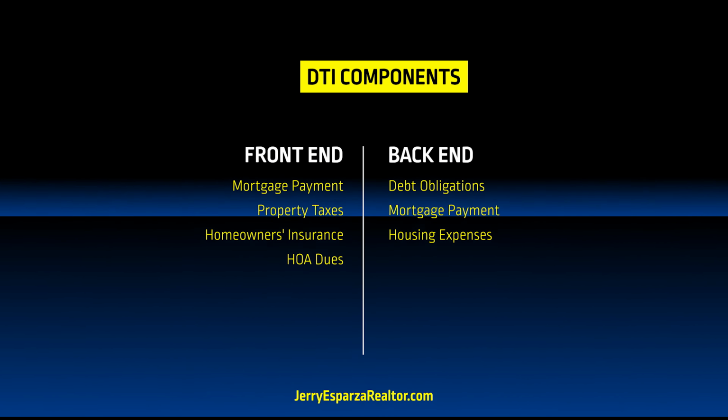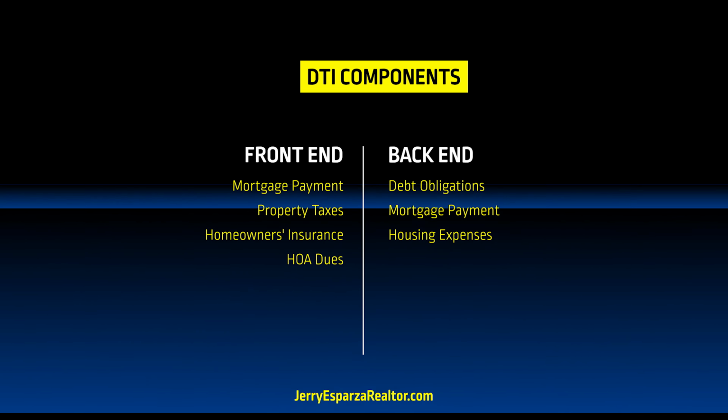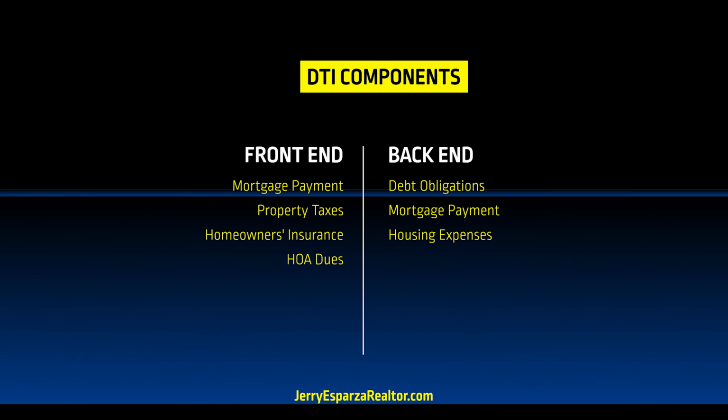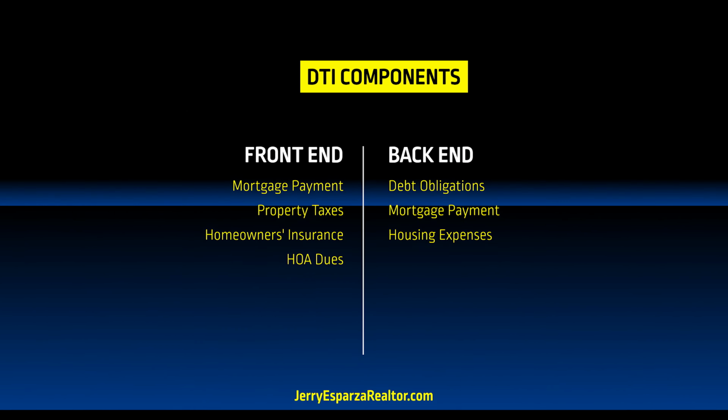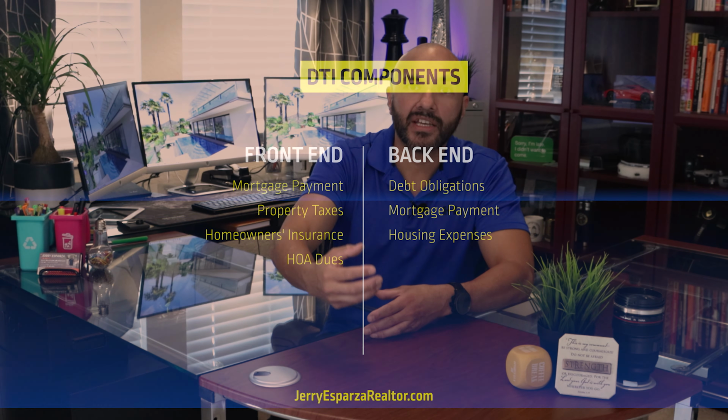The back end ratio shows what portion of your income is needed to cover your debt obligations, plus your mortgage payment and housing expenses. I'll walk through an example and give you a link to an online DTI calculator. You can use it to make the calculations easy.